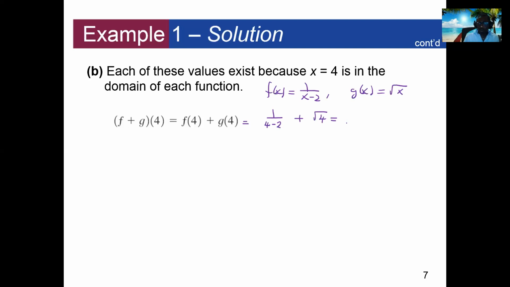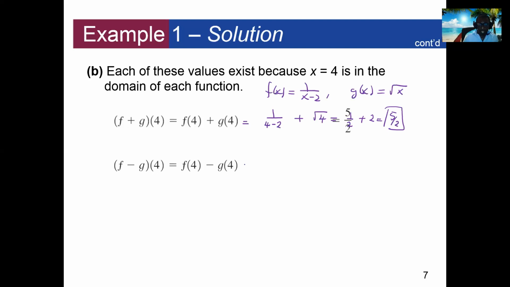And this will give us 1 over 2 plus square root of 2, which is 4 is 2. So this is 5 over 2. All right, and that gives us the answer, which is 5 over 2. Like that. Now let's find the difference also.